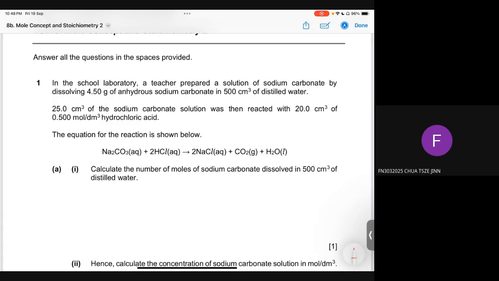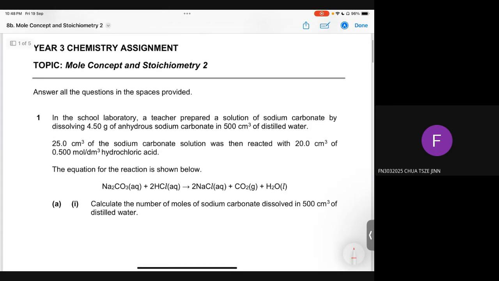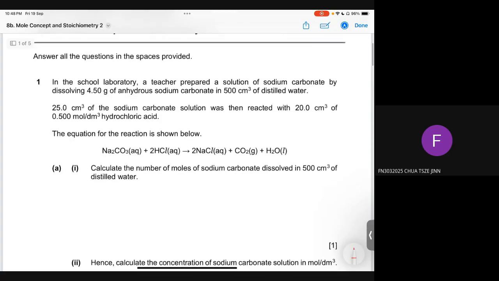Okay, so let's start with this. This is your mole concept and stoichiometry 2 worksheet. So let's read the question. It says, in a school lab.